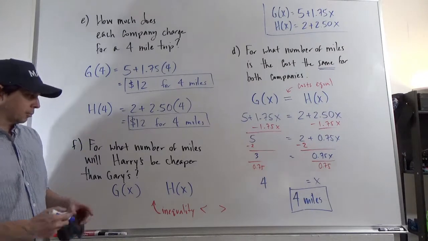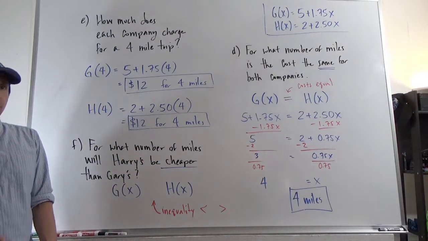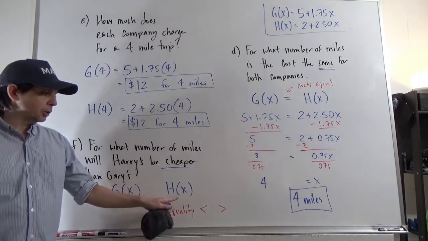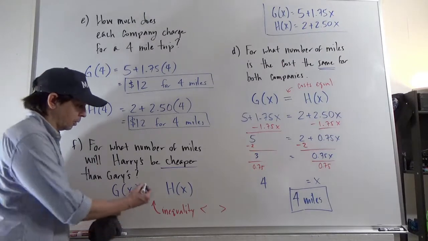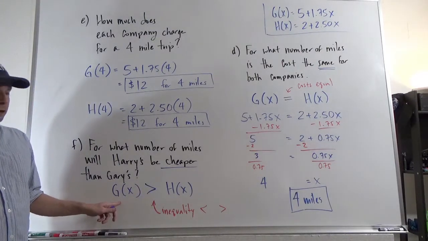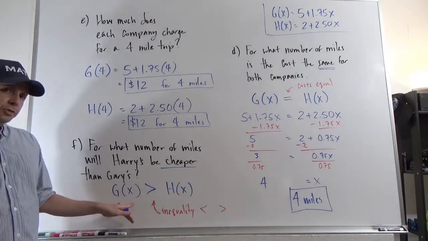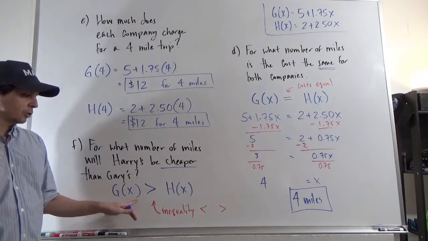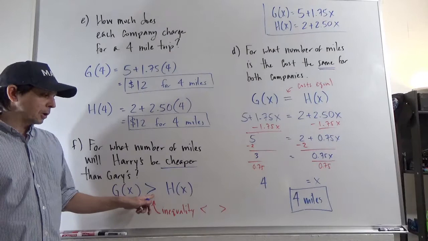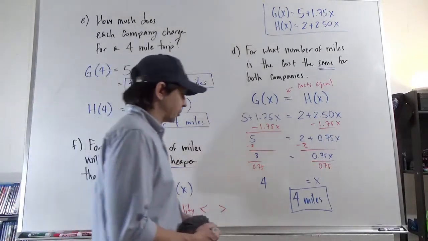Okay, so think about it. The key thing being Harry's being cheaper. Does that mean Harry's is going to be a bigger cost or a smaller cost? Harry's cheaper means Harry's is going to be a smaller cost than Gary's. So if you know your inequalities, the mouth is eating the bigger thing, and the bigger cost is Gary's. We're looking for when this occurs, but this is where we're going to start. We're going to find and solve for the x's that make g of x greater than h of x, because that'll make Gary's more expensive than Harry's, or Harry's cheaper than Gary's. Either way you think of it, that's the correct form.